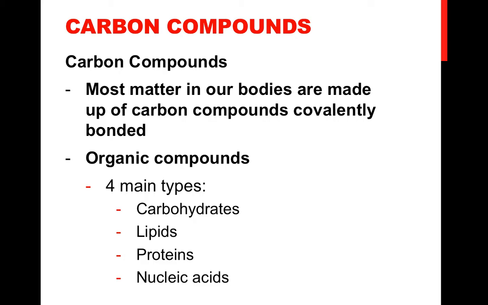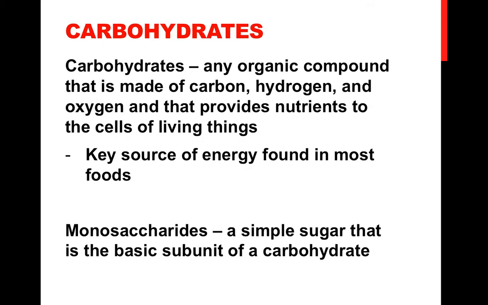There are 4 main types of organic molecules. You can call these macromolecules even. They are carbohydrates, lipids, proteins, and nucleic acids. Carbohydrates are any organic compound that is made up of carbon, hydrogen, and oxygen and provides nutrients to the cells of living things. They are a key source of energy found in most foods.